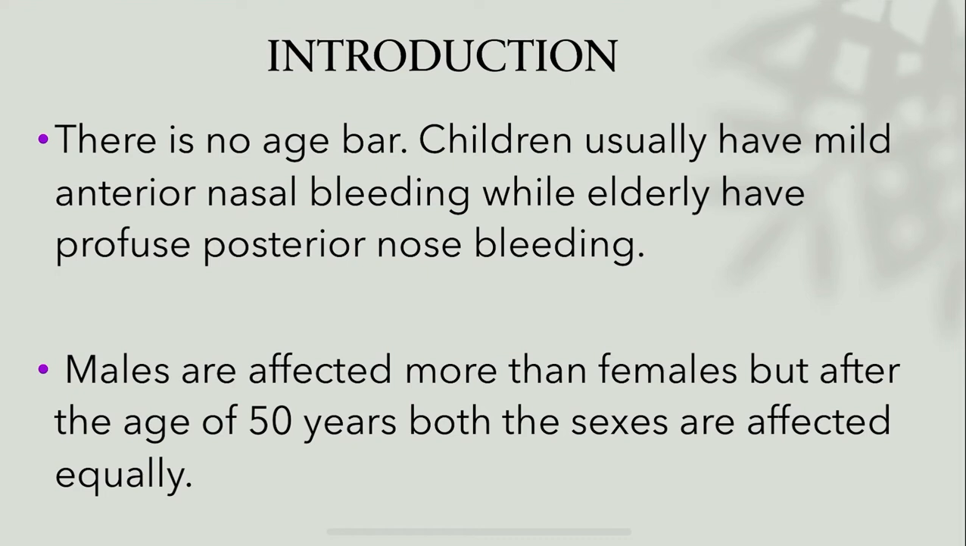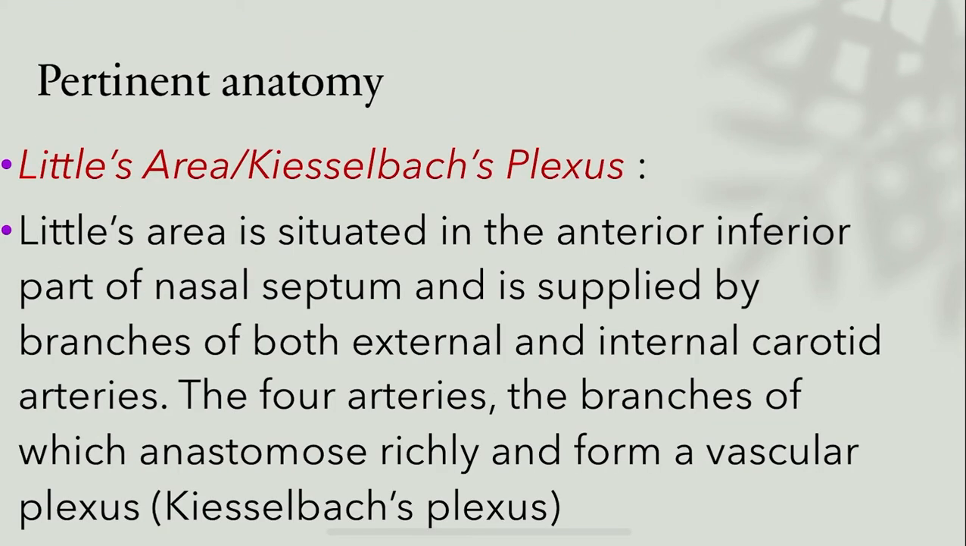So in the introduction, what did we learn? That children will have mild nasal bleeding, which is of anterior type. Elderly people, profuse bleeding of the posterior type. Males will be affected more, but after 50 years, both will be affected equally.